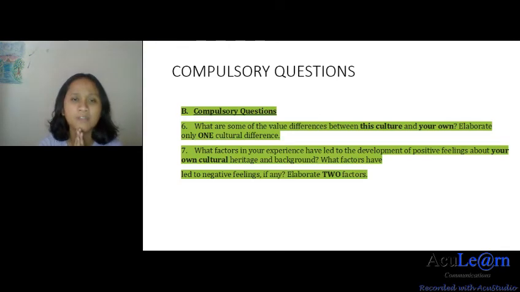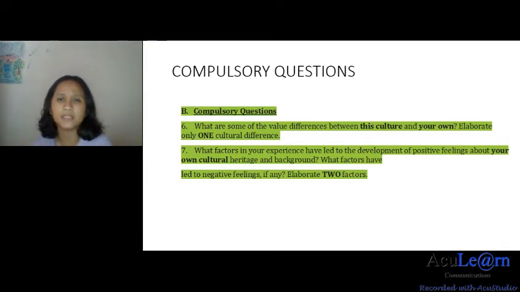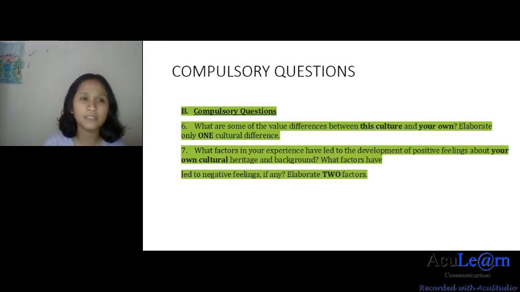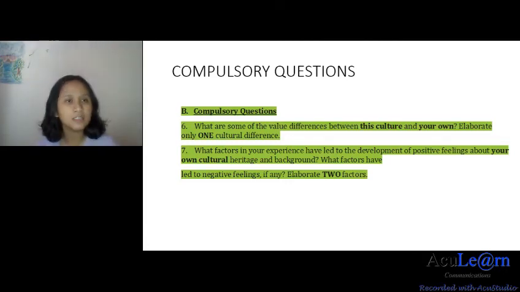The seventh one will be: what factors in your experience have led to the development of positive feelings about your own cultural heritage and background? What factors have led to negative feelings, if any? Elaborate two factors. So this question entails that if you have good feelings about your culture, give two factors why. If you have negative feelings or you're embarrassed about your culture, give two factors and say why.